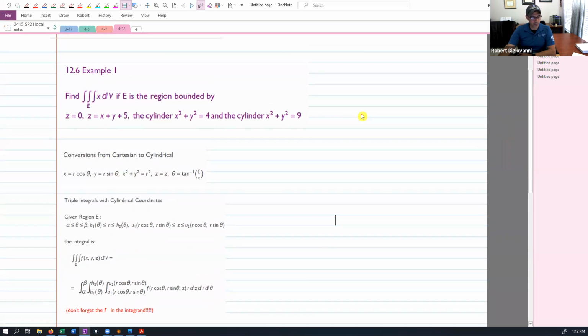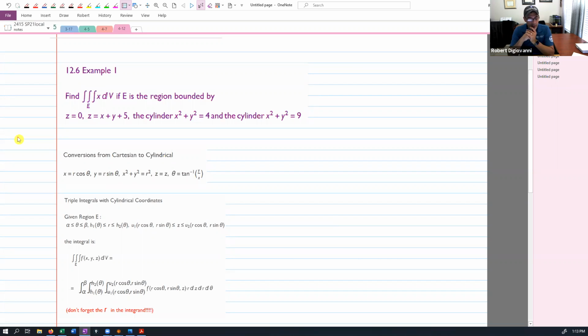Okay, here we go. So find the triple integral over E of x with respect to volume, if E is the region bounded by z equals 0. So z equals 0 is the ground. Z equals x plus y plus 5. That's a plane, right? So we've got the ground, and then we've got some plane.